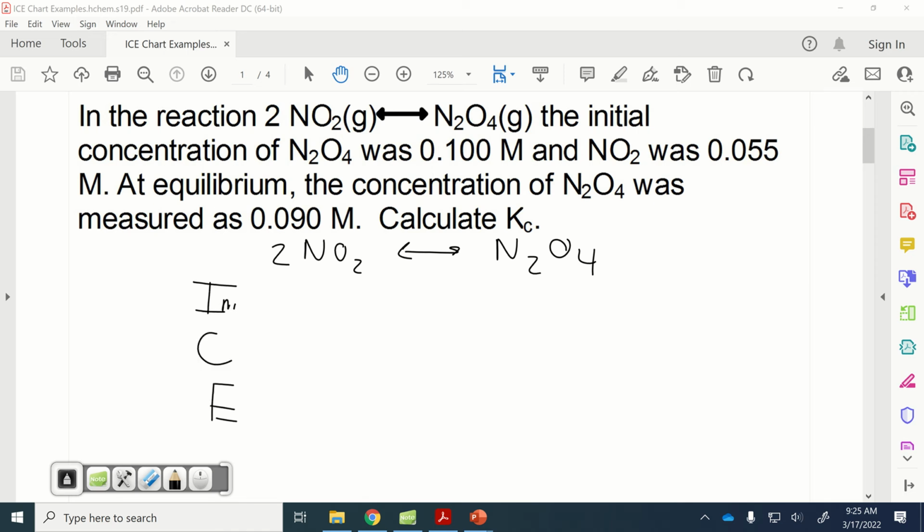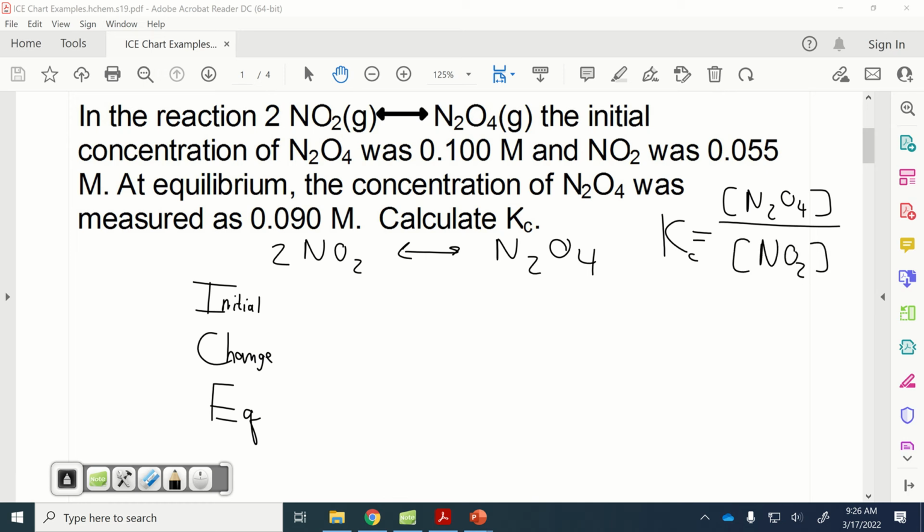I stands for initial: what are the initial concentrations, if we know them? C is the change in concentration occurring, and E is the equilibrium concentration. In this particular problem, let's write out what our K should be. Our Kc is going to equal the concentration of N2O4, no exponent, it's 1, over NO2 squared.